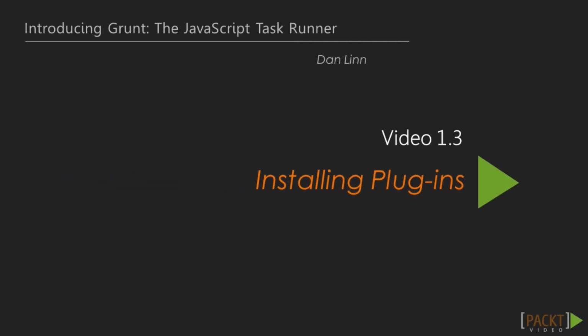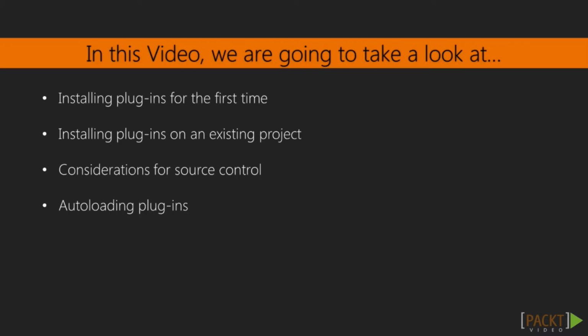Welcome back to Introducing Grunt, the JavaScript Task Runner. This is the third video in the first section, Getting Started with Grunt, configuring plugins. We covered what Grunt was in the last video, and now in this video we'll cover how to install plugins locally, how to install them on existing projects, and some considerations we should take into account with respect to source control. Finally, we'll discuss auto-loading plugins.